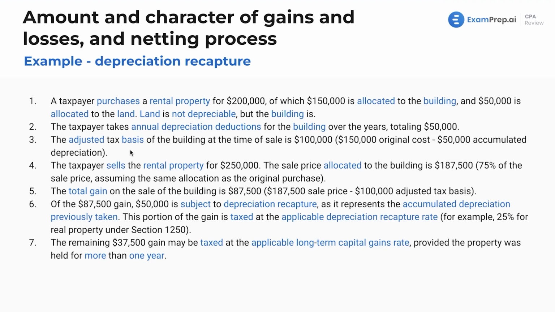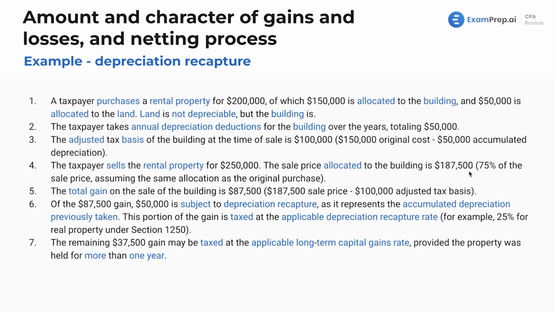The adjusted tax basis of the building at the time of the sale, well, that's just going to be $100,000. That comes from the original cost minus the accumulated depreciation. Nothing too wild so far. Then the taxpayer sells the rental property for $250,000. The sale price allocated to the building is going to be $187,500.